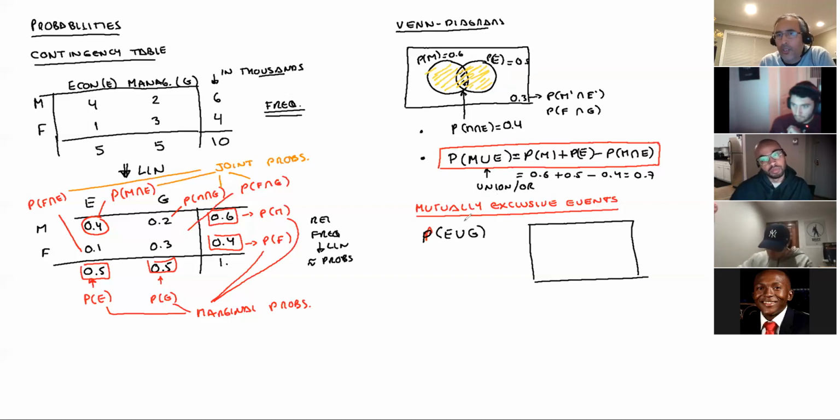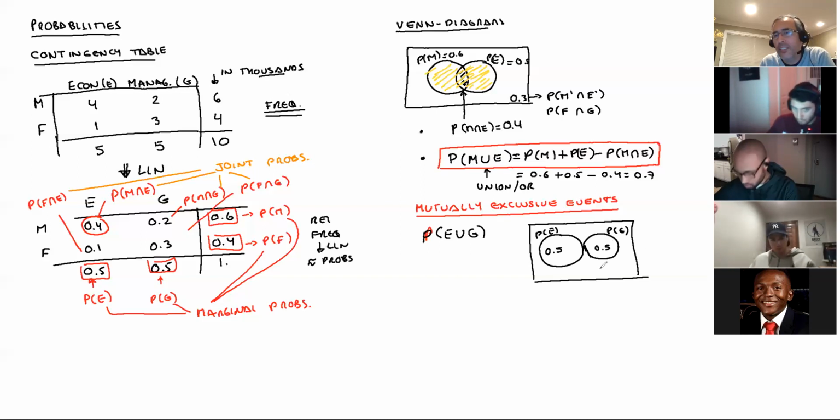Now, take a look, if I want to do this union, P of E union G. If I draw as I did before, P of E, do they have an intersection? E and G, do they have an intersection? No. Okay, so can I do this stuff like that? Let's see, P of G. I know that this is equal to 0.5, and this is equal to 0.5. So what is the mistake in this graph here? It doesn't account for the outside space? Yeah, exactly. The outside space doesn't count because I already have a one here.